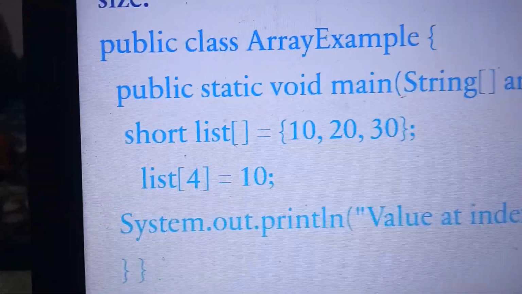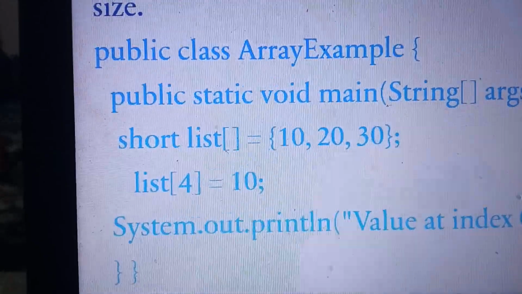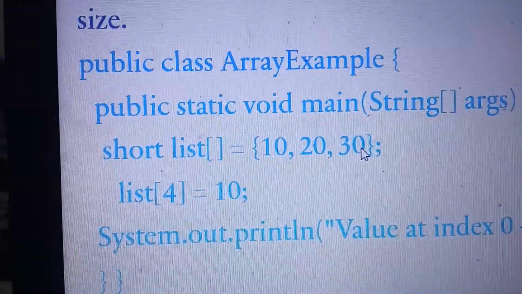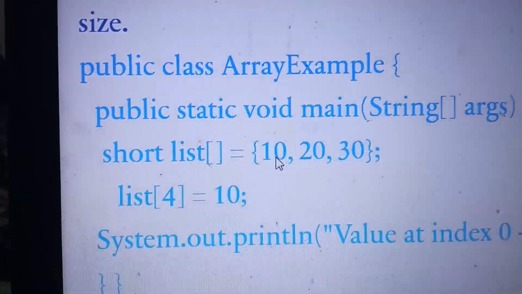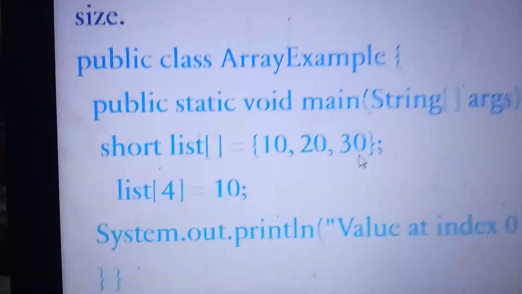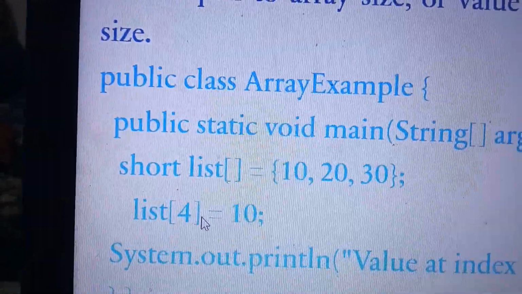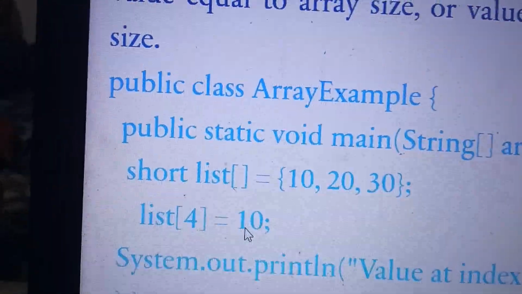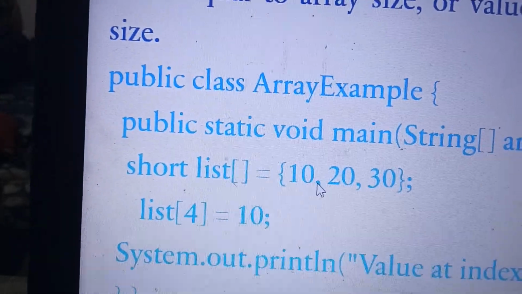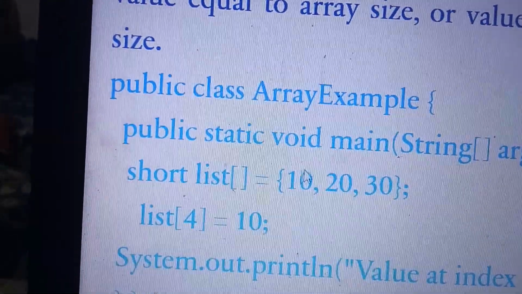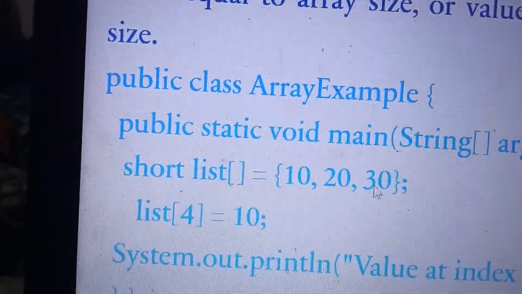So in this example, I am declaring the array size, and the values are 10, 20, 30. That means the array size is 3: the 0th position is 10, the first position is 20, and the second position is 30. But here I am assigning the fourth position equal to 10. But what is the original size? Only 3: 0 position, first position, second position. Internally the size is 3.